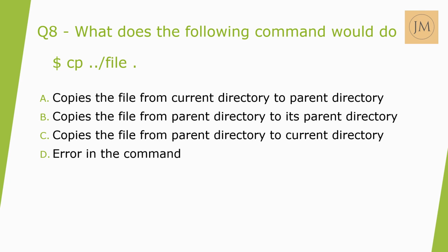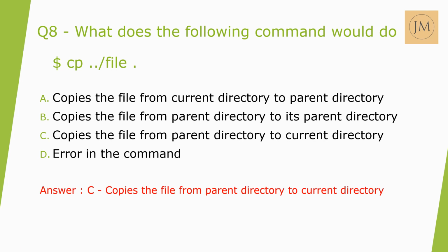So the answer over here is C, copies the file from parent directory to current directory. Why? Because these two dots represent the parent directory and this one dot represents the current directory. So we are copying the file from parent directory to current directory. Okay.